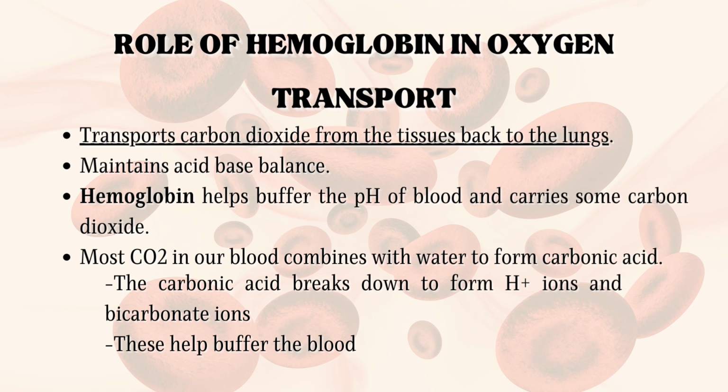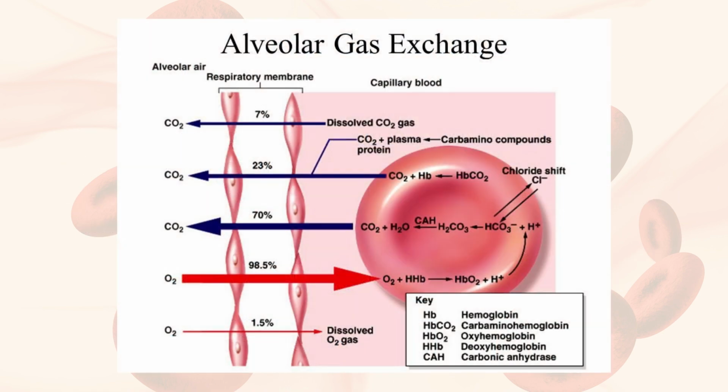Most carbon dioxide in our blood combines with water to form carbonic acid. This carbonic acid breaks down to form hydrogen ions and bicarbonate ions. This helps buffer the blood. As the hemoglobin loads oxygen, its affinity for hydrogen ions declines. Hydrogen ions dissociate from hemoglobin and bind with bicarbonate ions, transported from the plasma into the red blood cells. The reaction of hydrogen ions and bicarbonate.